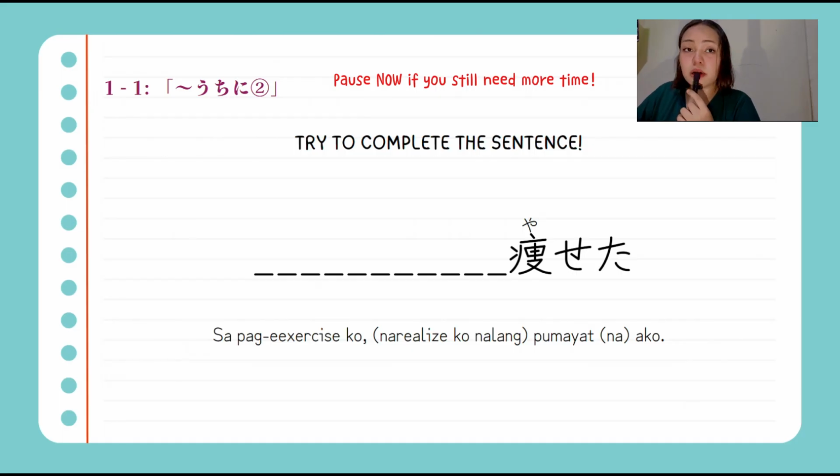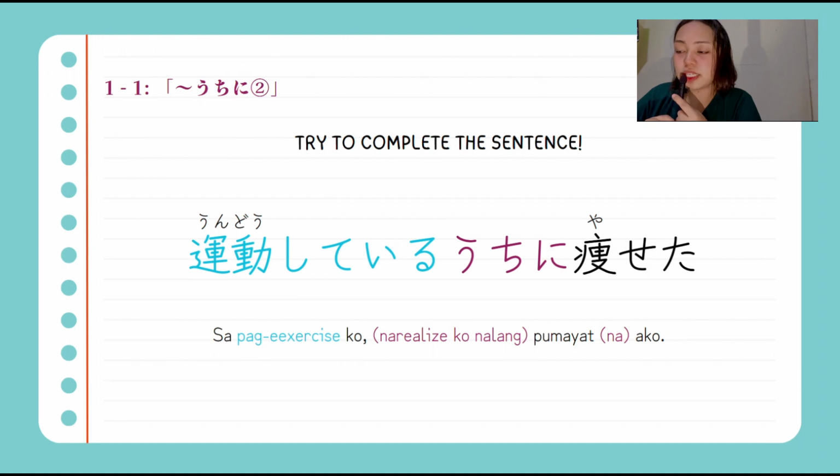Alright. The correct sentence is, 運動しているうちに痩せた。So, to exercise, we have 運動する。So, kailangan natin siyang gawing progressive form. 運動している。Dagdag tayo ng uchi ni. 運動しているうちに、sa pag-exercise ko, na-realize ko na lang, pumayat na ako. So, pumayat, we have the verb yaseru. So, past tense, yaseta po tayo.